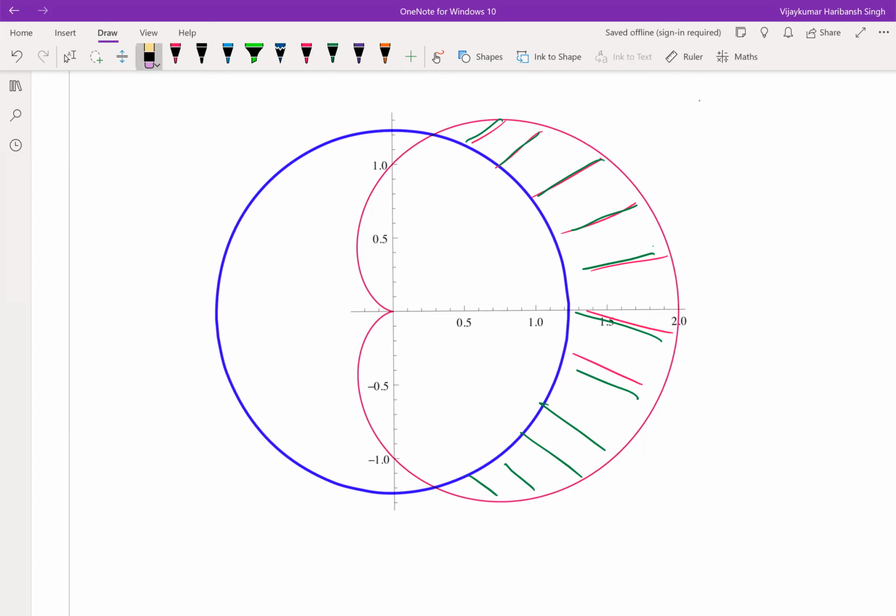So how do we find this area? Well, first of all, we need to compute these intersections, right? Where do they intersect?